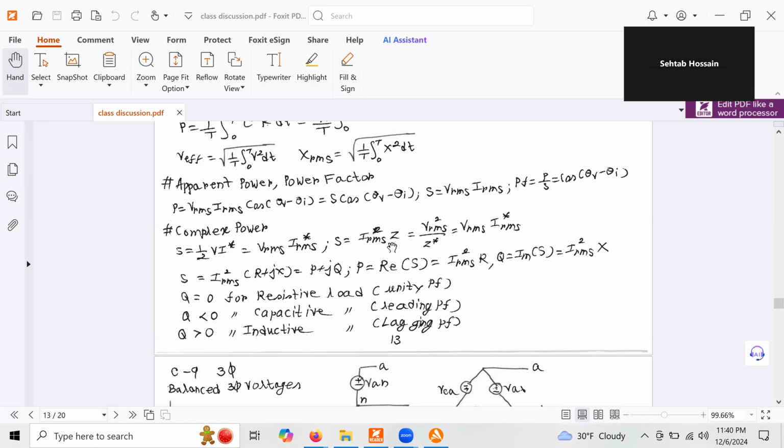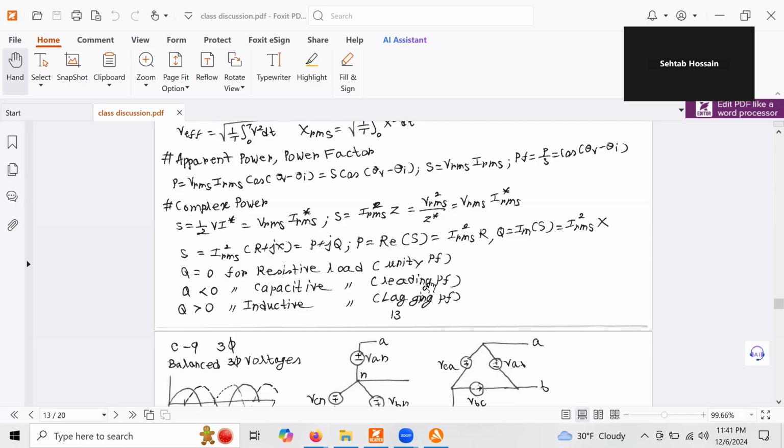And we can also apply the I squared R formula over there. Instead of R, we apply Z, and Vrms squared over Z conjugate. And Q is the power factor or quality factor. When Q equals 0, that means the load is fully resistive, unity power factor. When Q is less than 0, the load is capacitive, it's leading power factor. When Q is greater than 0, that's an inductive load, it's lagging power factor.